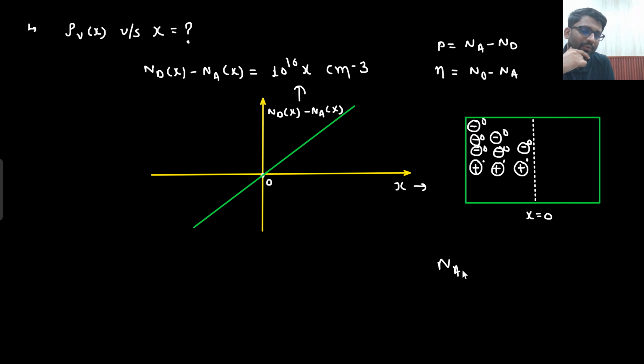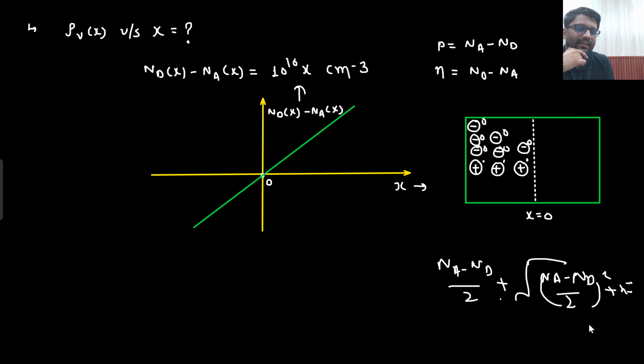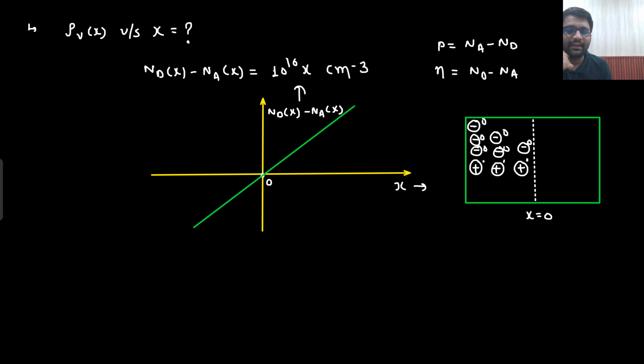Actually, the expression came out to be (Na minus Nd)/2 plus the square root of ((Na minus Nd)/2) whole squared plus Ni squared. Then we say that this particular part would be much greater than Ni squared, so this part you can ignore. In that manner, we get the answer Na minus Nd. So they are making it compensated p type, and they are making it compensated n type.